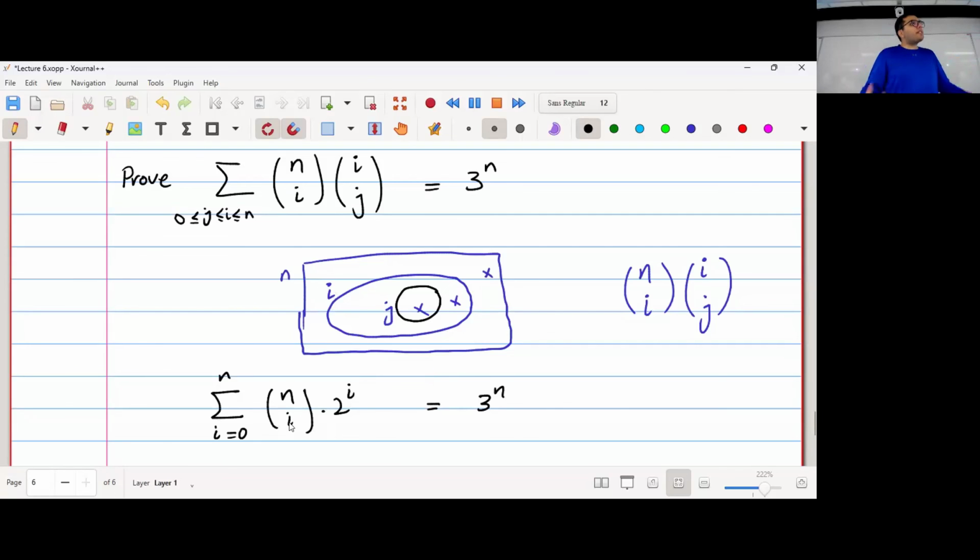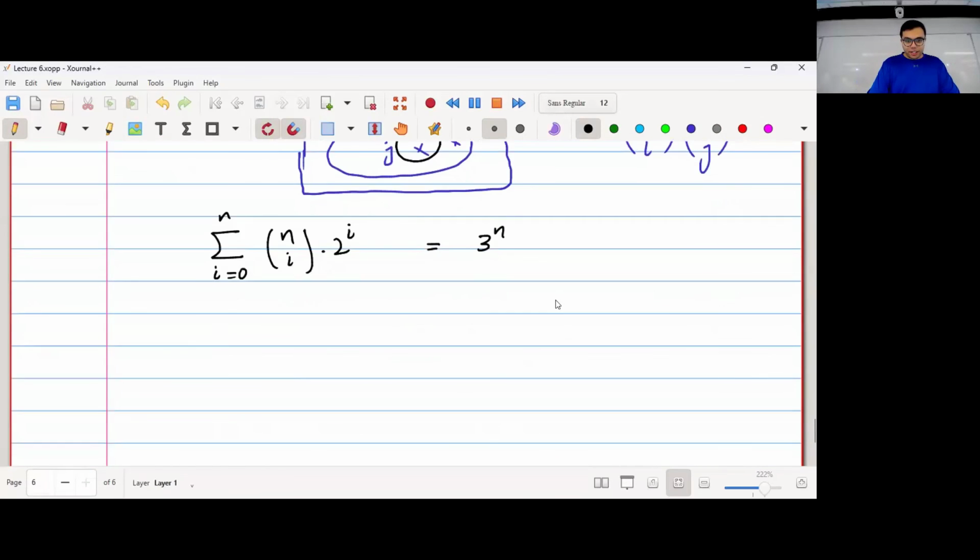And then I want a subset of the people who are getting A to get A+. So I have 2 to the power of I subsets. So the total number of ways is n choose I times 2 to the power of I. And of course, I have to sum this over all values. And on the other hand, we've seen that this is again 3 to the power of n. Okay.